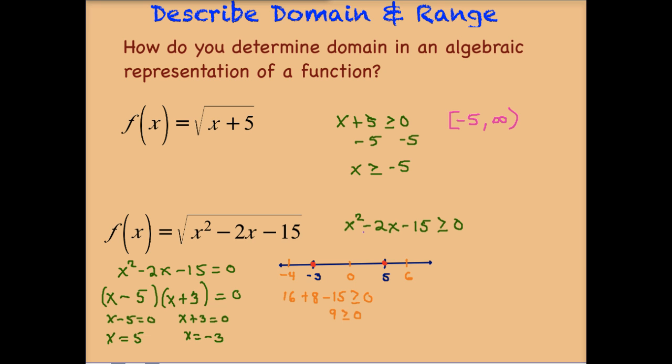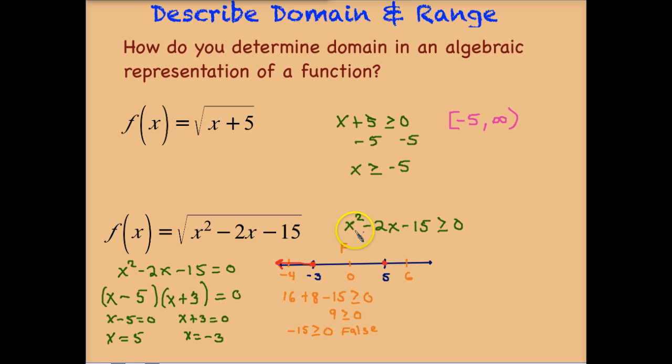So let's go ahead and shade the area that works. I just tried negative 4, which is to the left of negative 3, so I know that going this way, these numbers will all be solutions. Now let's go ahead and try 0. So if I plug that in, I get 0 minus 15 is greater than or equal to 0. And this is false. Negative 15 is not greater than or equal to 0. So this interval here between negative 3 and 5 does not work. That's false.